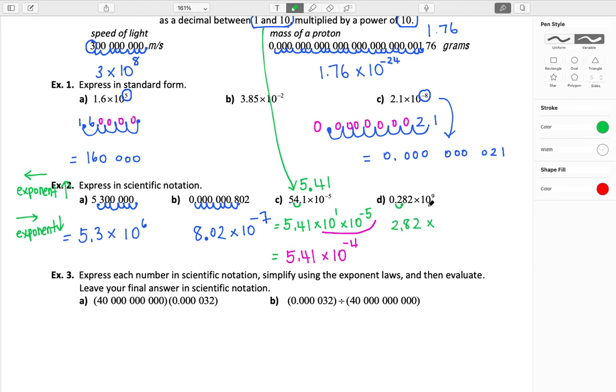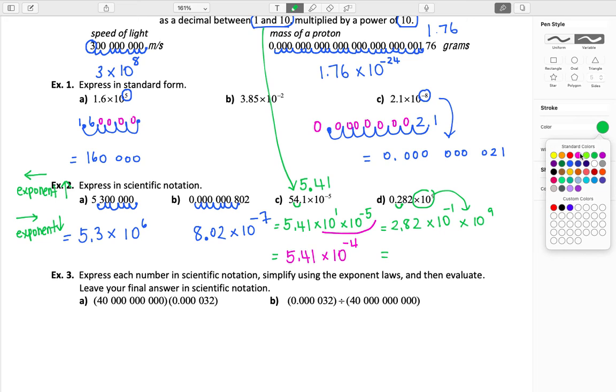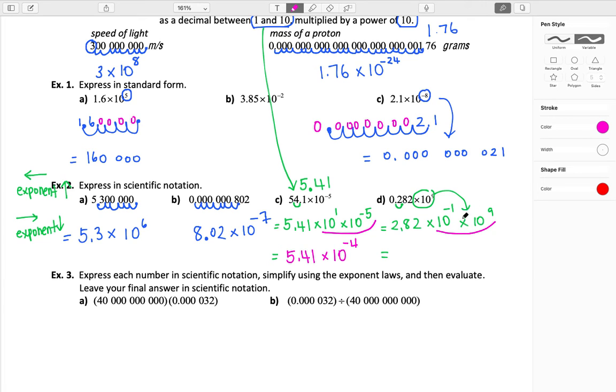If I move to the right, that means it's getting smaller. So it's 10 to the, I moved 1 step, so it's negative 1. And then I originally have times 10 to the 9. Okay. And then we're going to use the exponent law. We're adding the exponents because we're multiplying with the same base. So it's 2.82 times 10 to the 8. Negative 1 plus 9 is 8.